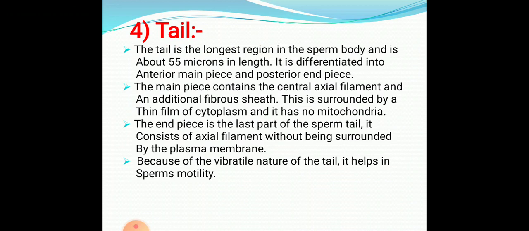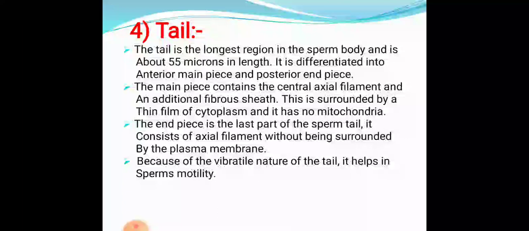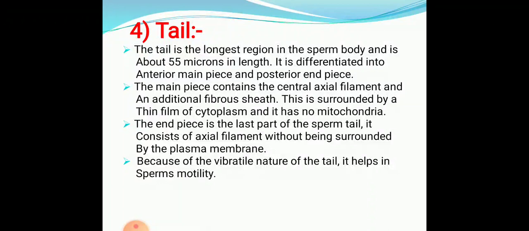The main piece contains the central axial filament and an additional fibrous sheath. It is surrounded by a thin film of cytoplasm, and there are no mitochondria in the main piece. The end piece is the last part of the spermatozoa and sperm tail. It consists of the axial filament without being surrounded by the plasma membrane. So the axial filament is there, but it is not surrounded by the plasma membrane. Because of the vibratile nature of the tail, it helps in sperm motility. The sperm movement takes place by the movement of the tail. So this is the tail region.